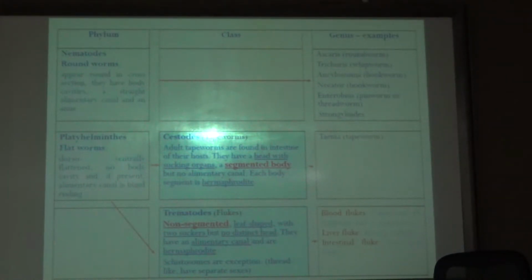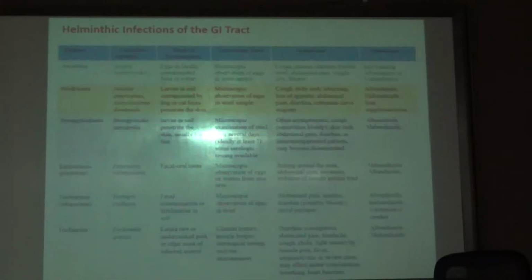Hermaphrodite, what do you mean by this term? They have got both, this is true for cestodes as well as trematodes. They have got both functions of male and female in same organism. Examples are Taenia, tapeworm, Echinococcus, etc. Flukes we will discuss in detail along with all these organisms. They include blood flukes, liver fluke, intestinal fluke, etc.